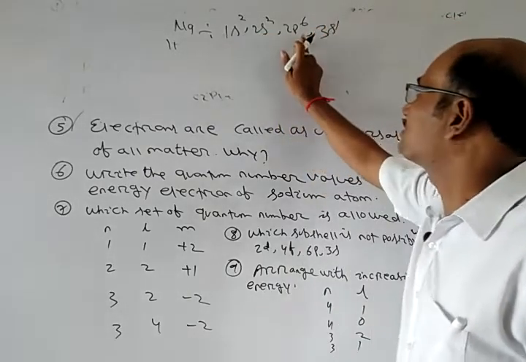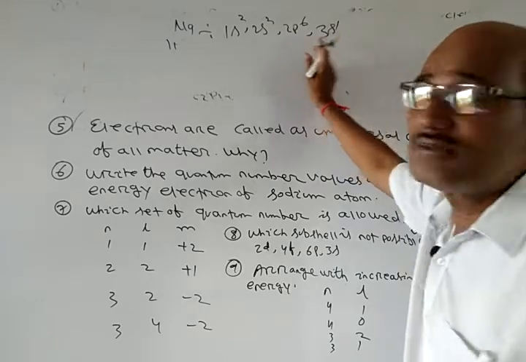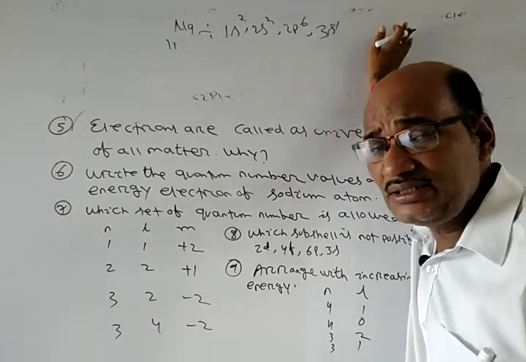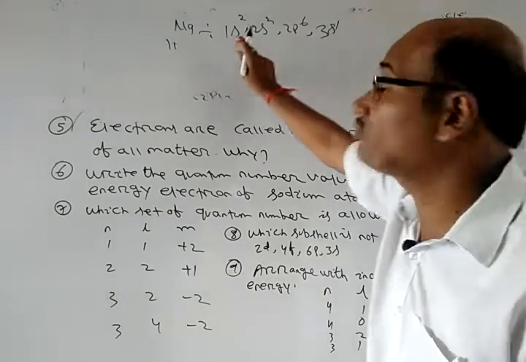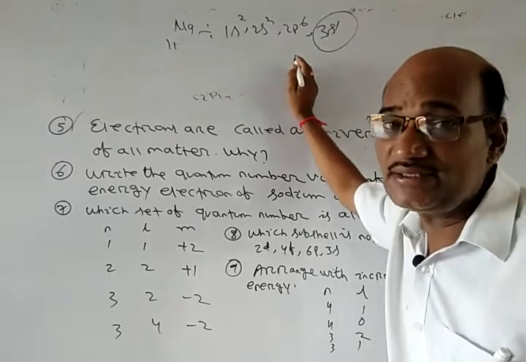2, 2, 6, 2, 1, 1. So 1s2, 2s2, 2p6, 3s1. We know if you move away from the nucleus, the energy keeps increasing. So here between 1s, 2s, 2p and 3s, 3s will have the highest energy.